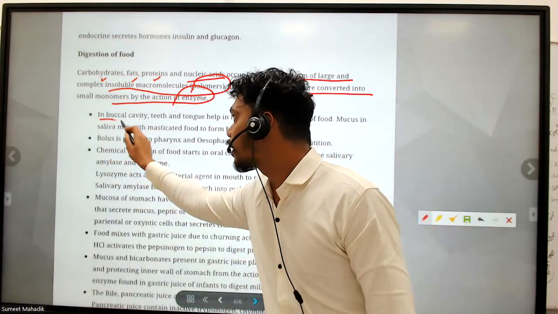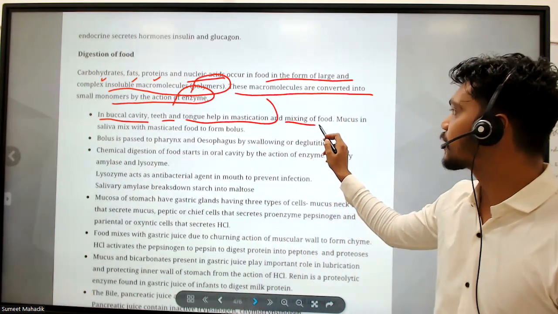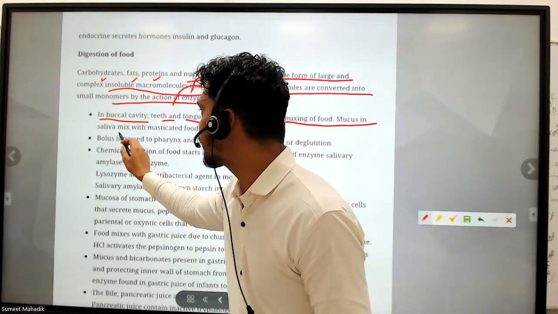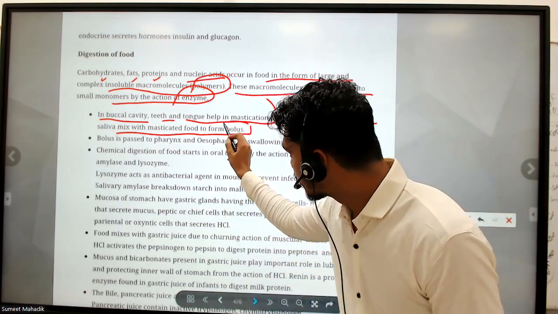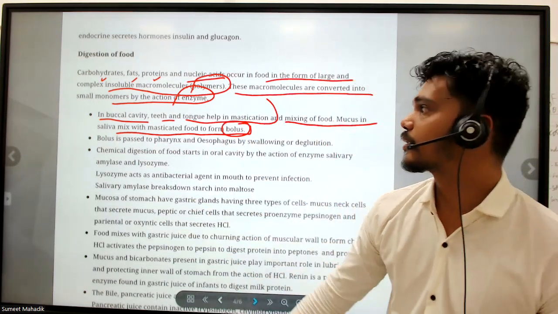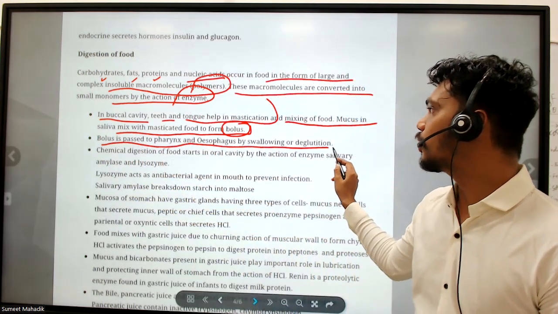So in the buccal cavity, teeth and tongue help in mastication and mixing of the food. Mucus in the saliva mixes with the masticated food to form the bolus. Can you hear? Okay. The bolus is passed to the pharynx and the esophagus by swallowing, or deglutition.